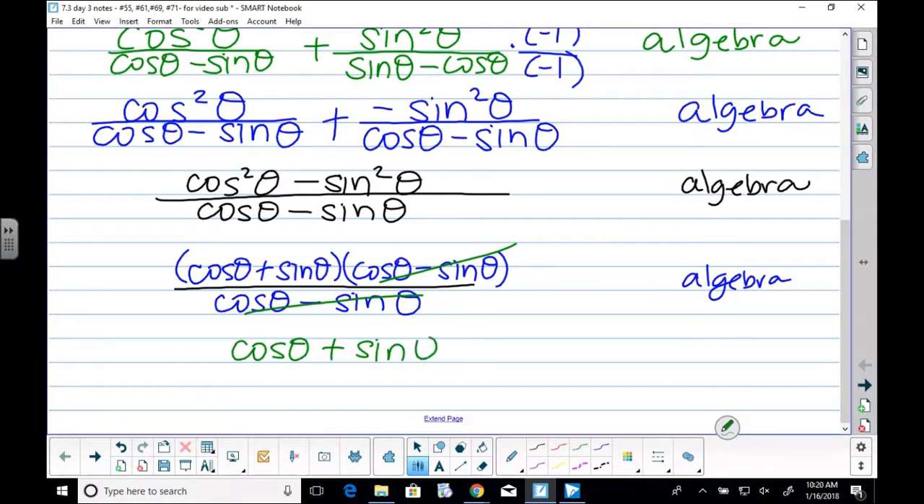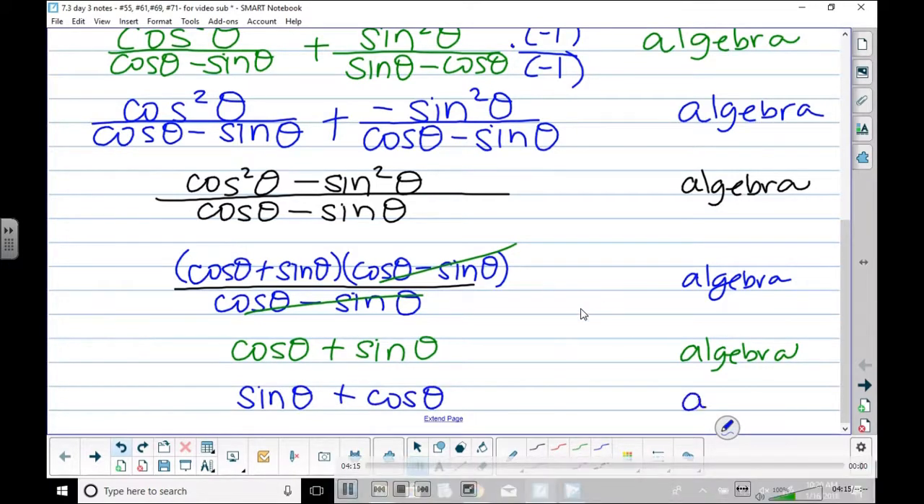But if you look at the final answer, it's supposed to be sine of theta plus cosine of theta. So always make sure your final line is the other side of the equation. So you do need to rewrite it as sine of theta plus cosine of theta. And that's that one.